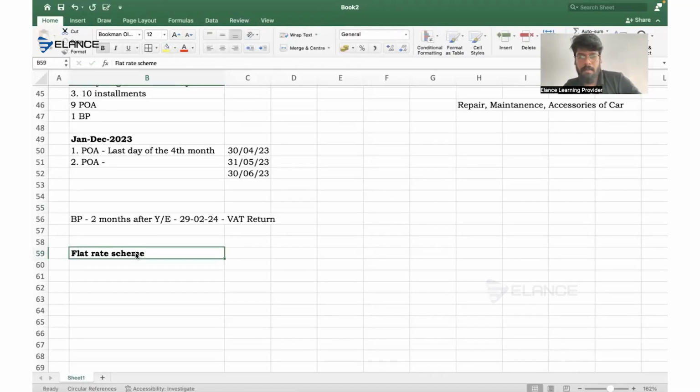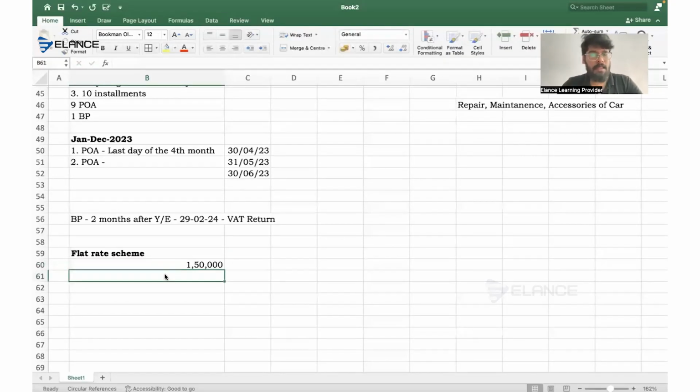It is a third scheme. And actually, this flat rate scheme is designed for small scale traders. If a trader's turnover is less than 150,000, they can join the flat rate scheme. So it's a small scale trader scheme. And once the turnover crosses 230,000, they should leave the scheme. These are the criteria for joining and leaving the flat rate scheme. These are the amount criteria of turnover.